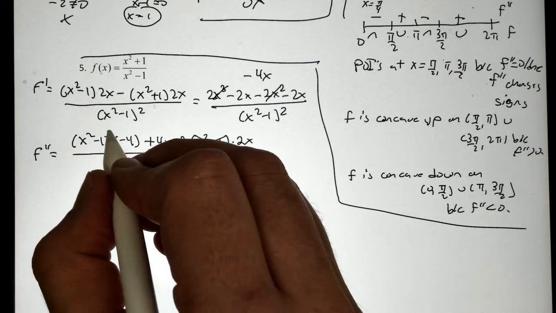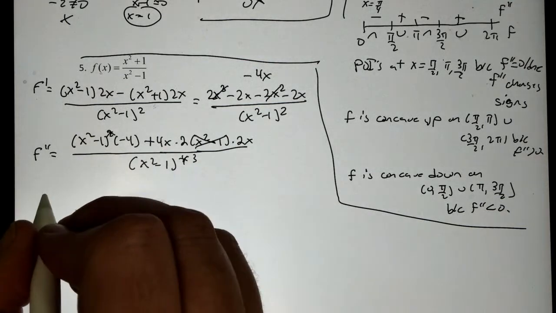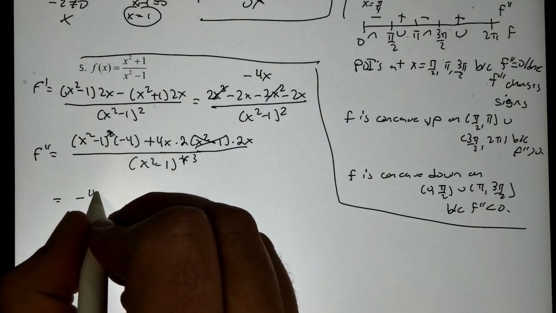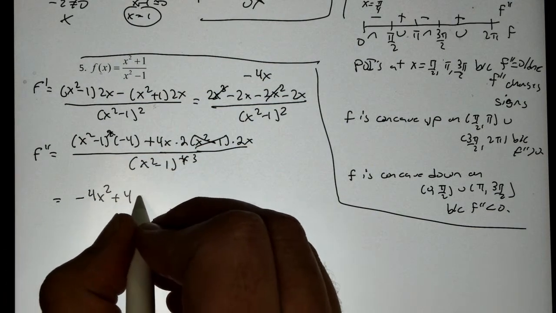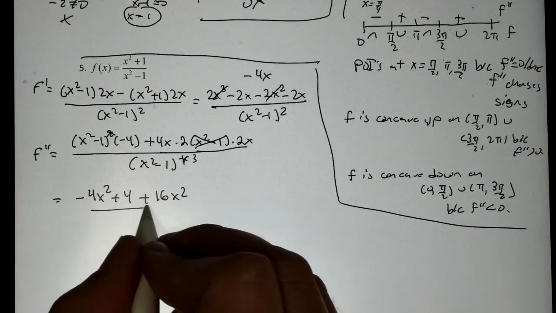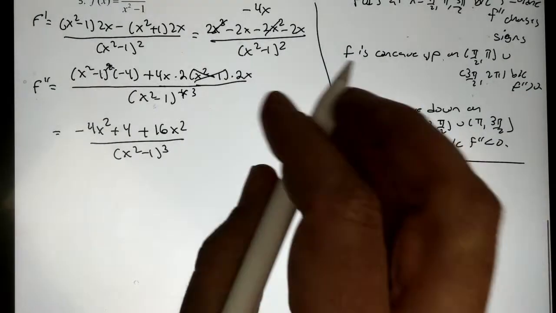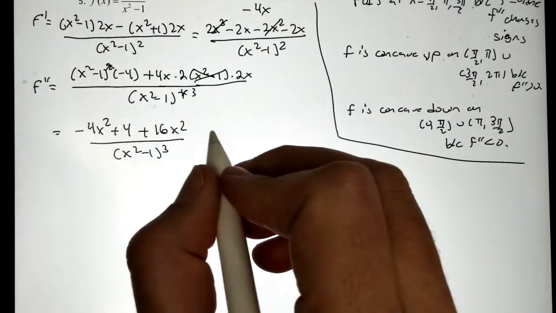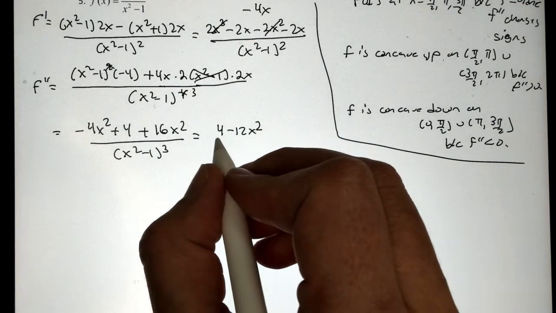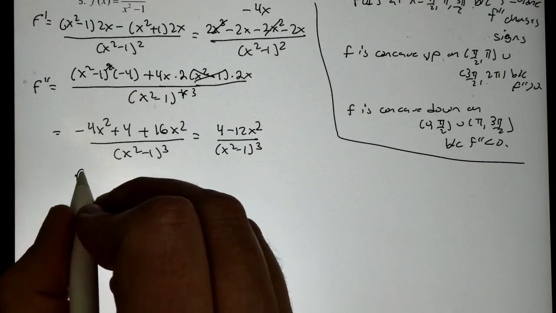And we're going to take advantage of that. This goes away, that becomes a 1, and that becomes a 3 right there. And now I can distribute and simplify like we did for the last example. That's going to become negative 4x squared plus 4 plus 8, 16x squared over x squared minus 1 cubed. All right. If I clean up the top, I'm going to get 4 minus 12x squared over x squared minus 1 cubed. And now we're going to find our POIs.